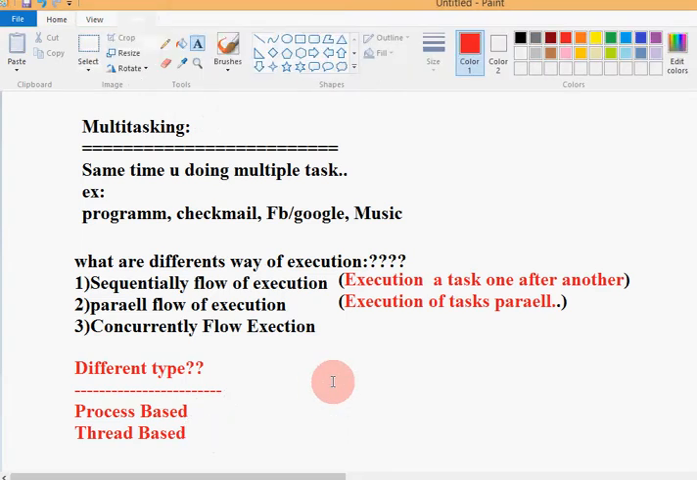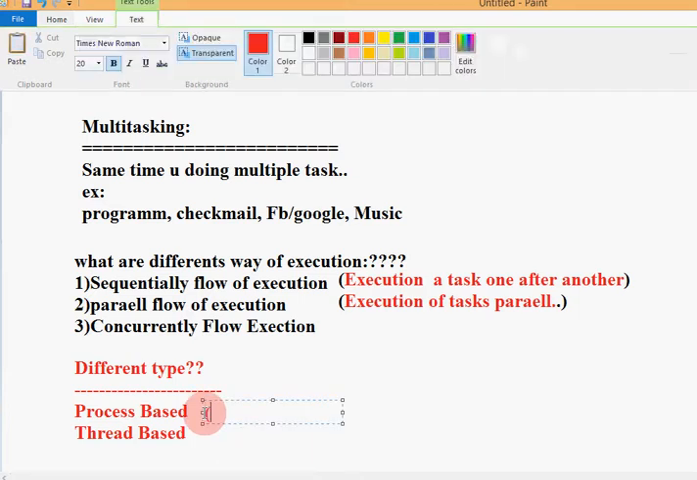Then what do you mean by process-based and thread-based? Process-based means executing multiple main tasks simultaneously. Main tasks you are doing simultaneously, it's called process-based, or you can call it multitasking. While you are doing a program, at the same time you are listening to music, you are also searching on YouTube and videos, and you are doing some R&D on any content. This is what process-based is.